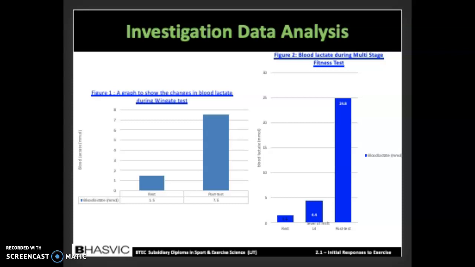The process starts and glycogen is broken down into glucose, which is broken down into pyruvic acid, which creates more ATP to be used to add the P onto the ADP to make ATP again. However, a byproduct of lactic acid is created. This is why the blood lactate shoots up to 7.5 millimoles in the graph.